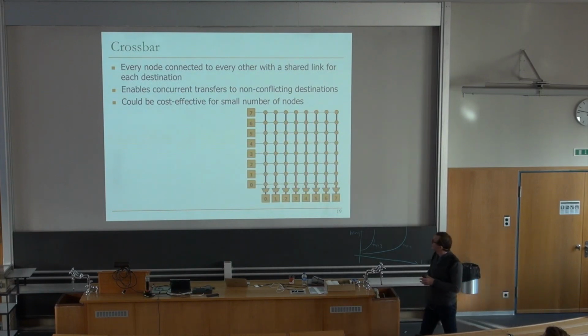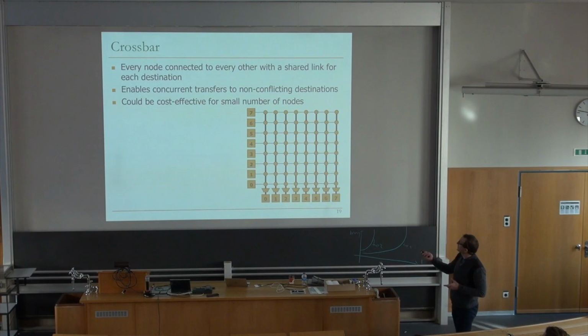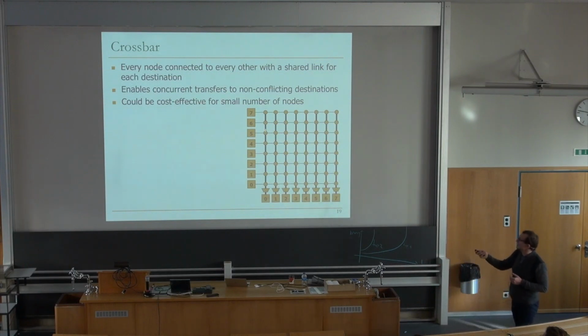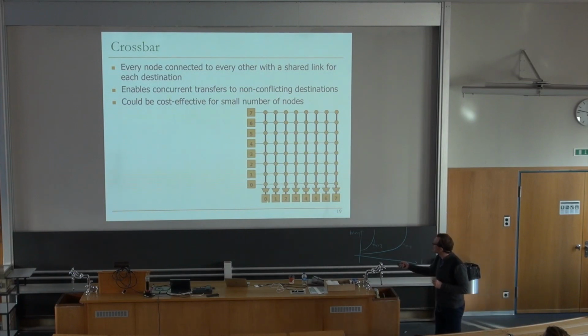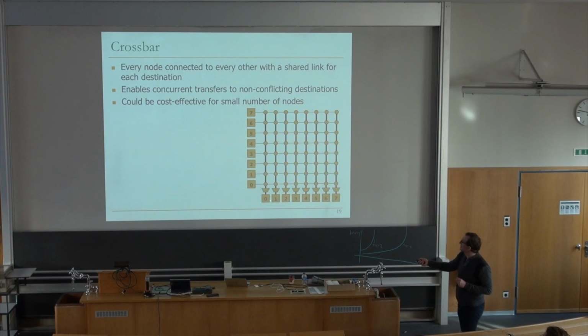In a crossbar, every node is connected to every other with a shared link for each destination. So it's a bit simpler than point-to-point. You don't have point-to-point. You have a shared link. Let's assume that these are the destinations. You have a shared link for each destination, and you basically have cross points, if you will, coming from each source. So if you want to transfer from 7 to 0, you go through this link.